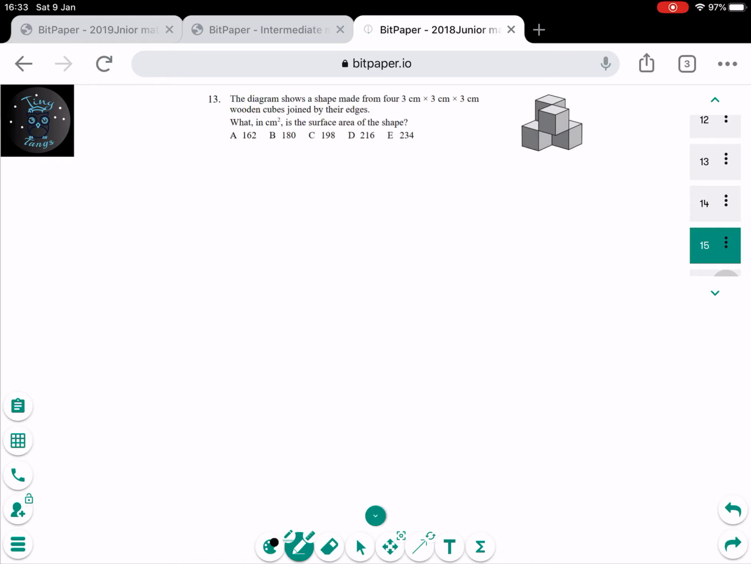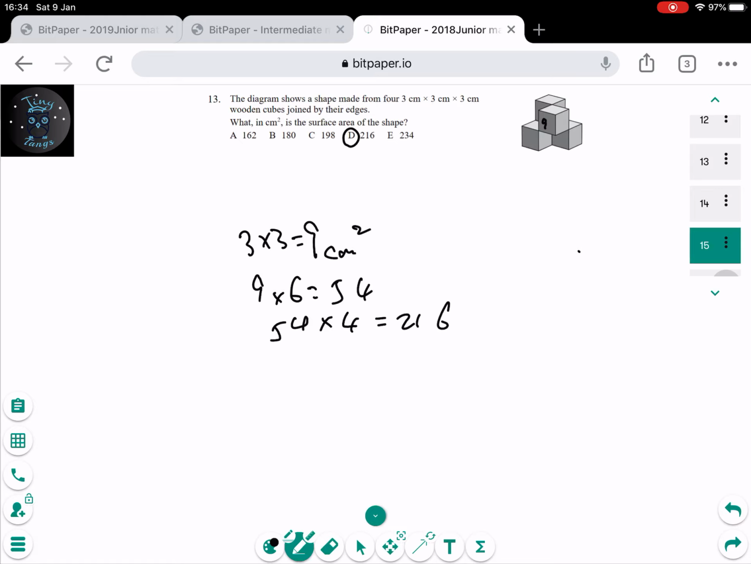Because it's 3 times 3 times 3, 3 times 3 equals 9 cm squared, which is one face, and 9 times 6 equals 54, and 54 times 4 equals 216. So the answer to question 13 is D, which is 216.